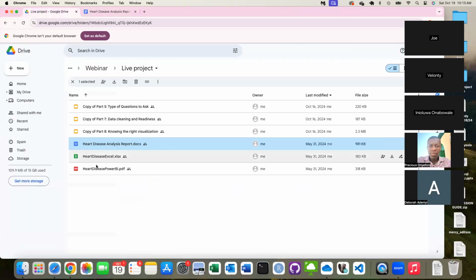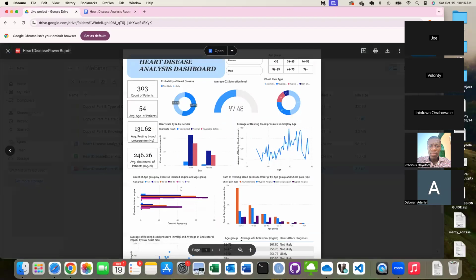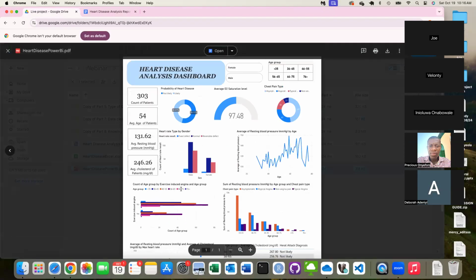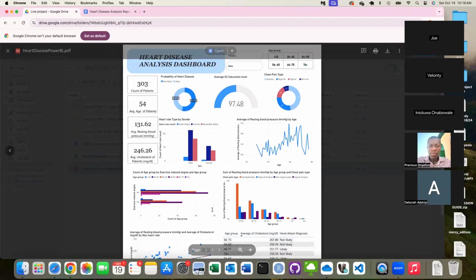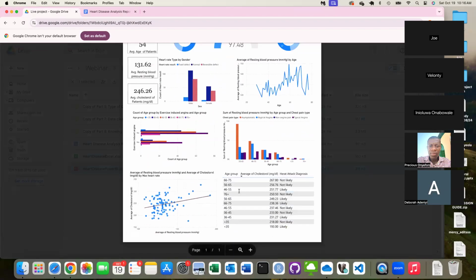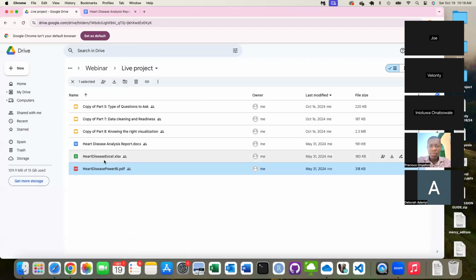So this is the Power BI that they ran. You see how quite neat this is? And this was done by a student, right? So you see, it shows some insights. And this is just a student project. So think about what you can do when you are working on a lot of projects.